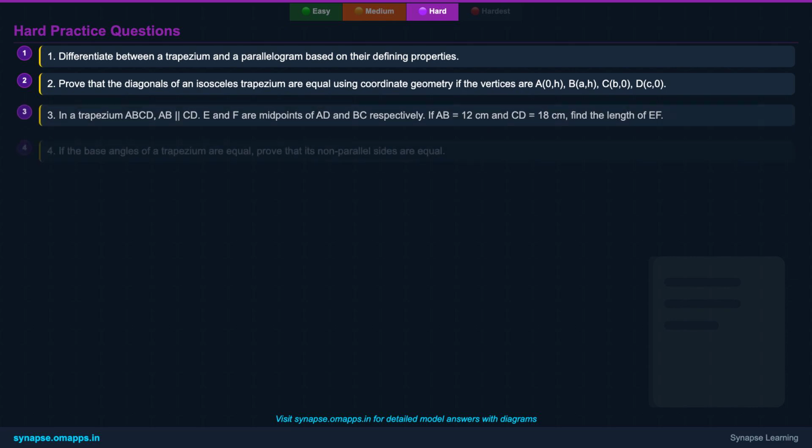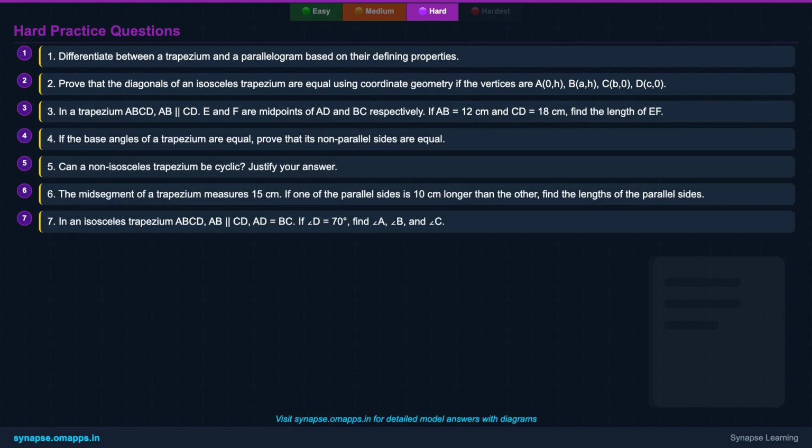Time for some hard-level challenges. Differentiate clearly between a trapezium and a parallelogram. Can you prove the equality of diagonals in an isosceles trapezium using coordinate geometry? Calculate the midsegment length given the parallel sides. Prove that if base angles are equal, the non-parallel sides must be equal. And can a non-isosceles trapezium be cyclic? These questions require deeper analytical thinking and application of proofs.